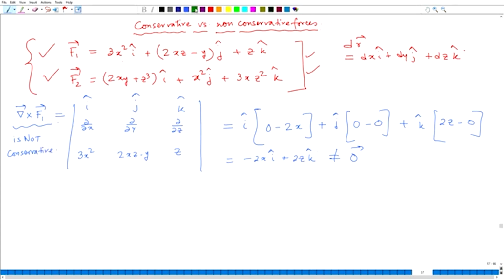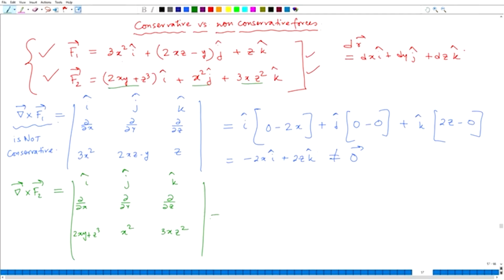What about the force field F2? Okay. So, F2, I am also calculating the curl now. So, that will be del del x, del del y and del del z. So, 2xy plus z cube, x square and 3xz square, that is what is written over here. So, what will be the curl?